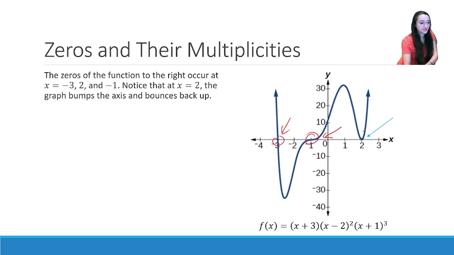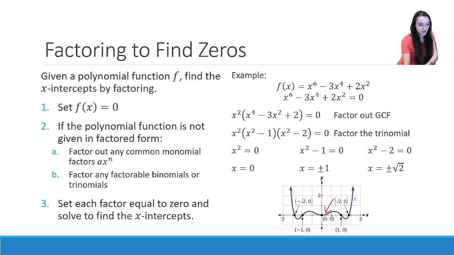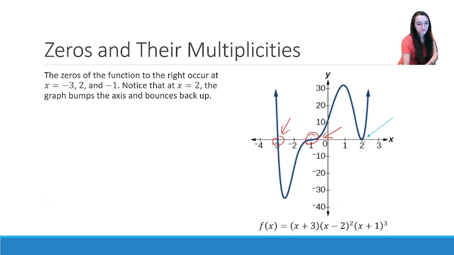But notice that at x equals 2, the graph bumps the axis and bounces back up, just like it did in the previous one, where we bumped the axis and bounced off. So we're hitting it, and then it's basically a turning point. So what does that mean?